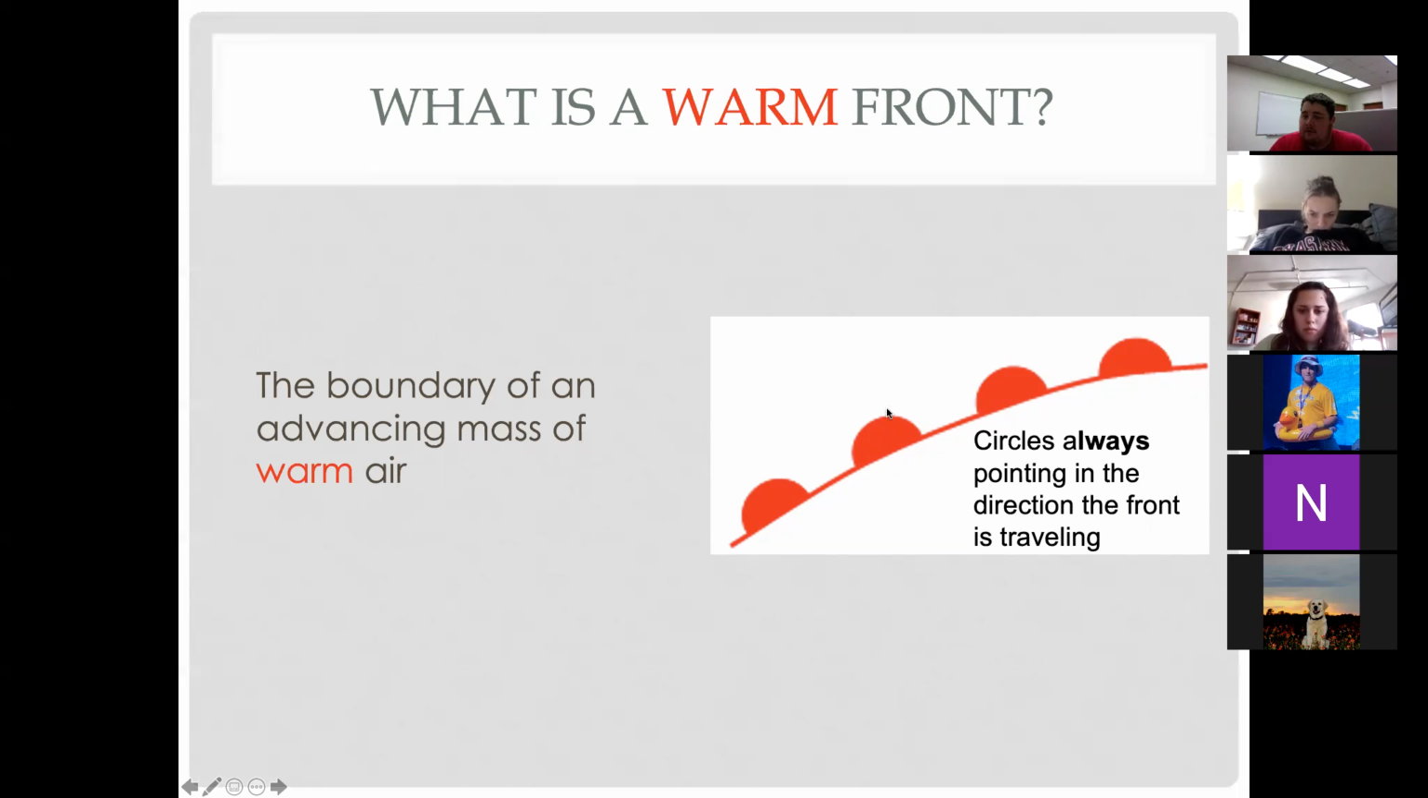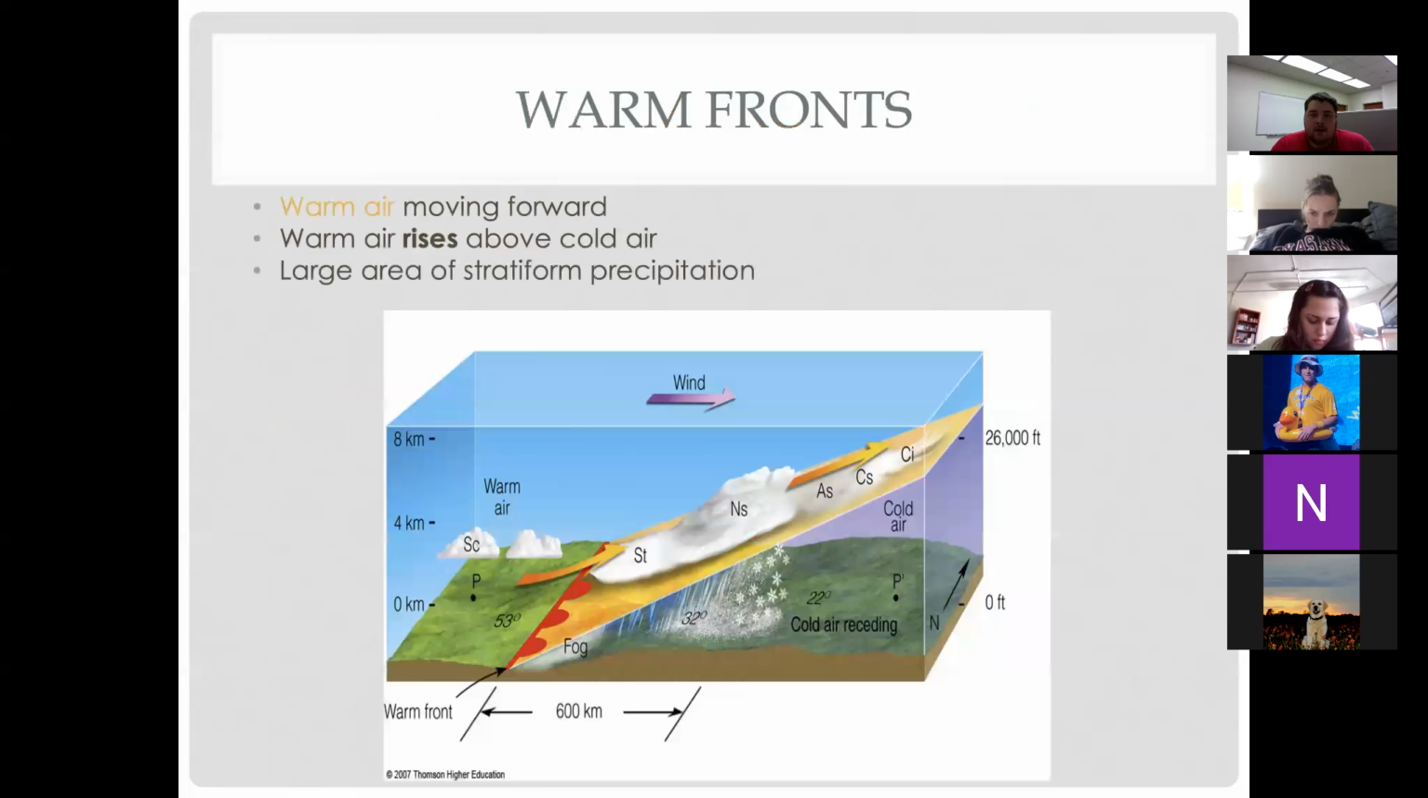And then it's the same thing. The circles represent the direction that the front is traveling. It's the same concept as a cold front. Whenever warm air moves forward, it rises above cold air, and then you'll usually have a large area of stratiform precipitation because the cold air is receding as the warm front advances.